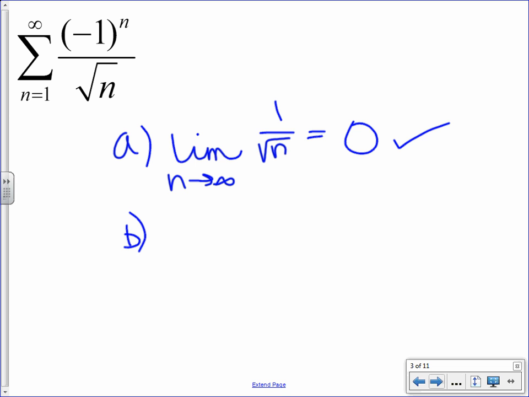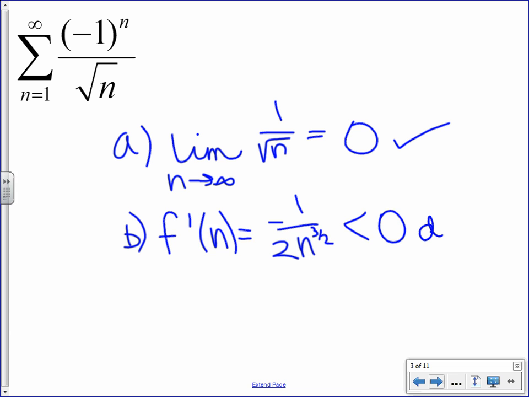Now it's alternating. Let's make sure we are decreasing. As long as we're alternating and our a sub n is decreasing, with that limit towards 0, we're going to converge. How would you like to do that? Derivative. Derivative's probably going to be the best bet again. So our derivative is negative 1/2 n to the negative 3/2, which, no matter what n is, will always be negative, which means we're decreasing. So this converges by the alternating series test.